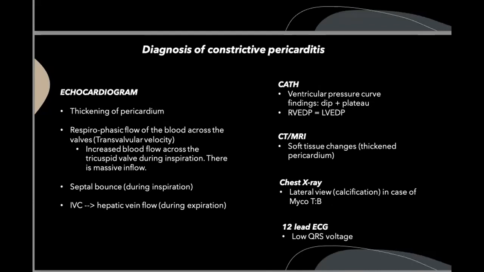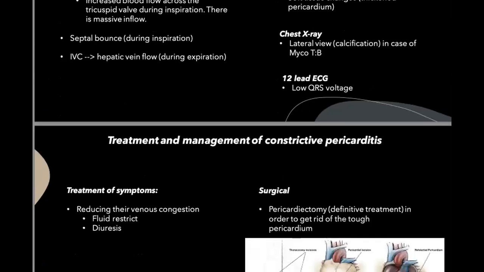CT and MRI will show us soft tissue changes. In this case, we have a thickened pericardium. On chest X-ray, in the lateral view, you can find calcification, which is due to increased fibrosis, and that is in the case of tuberculosis. And a 12-lead ECG will also show us low QRS voltage.